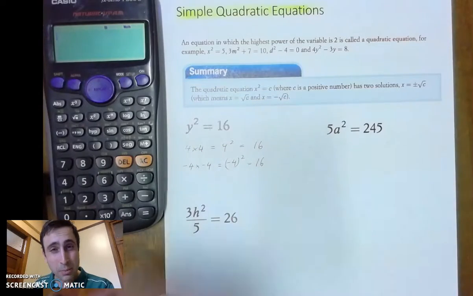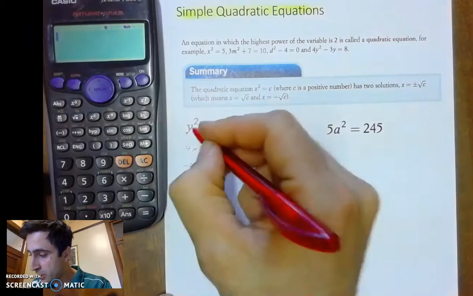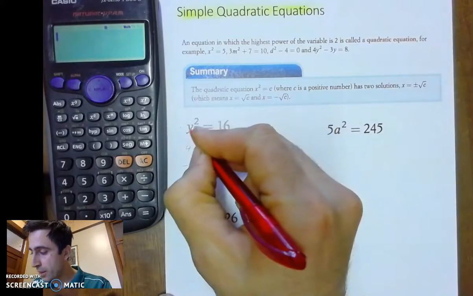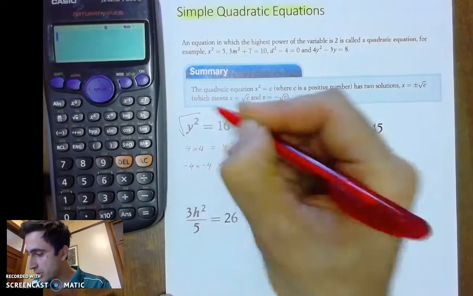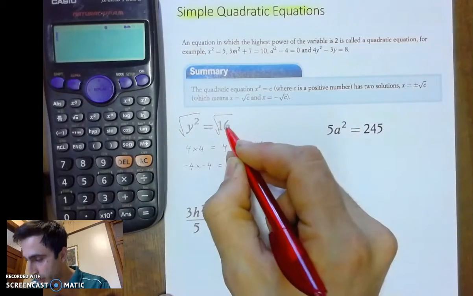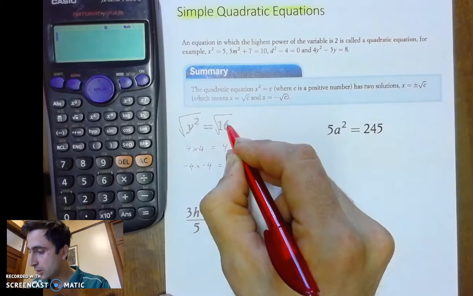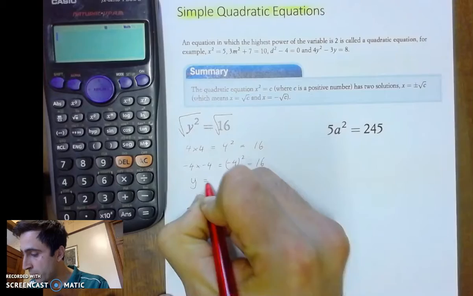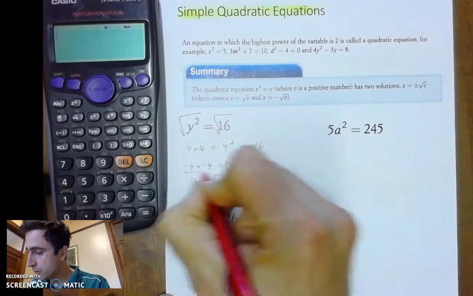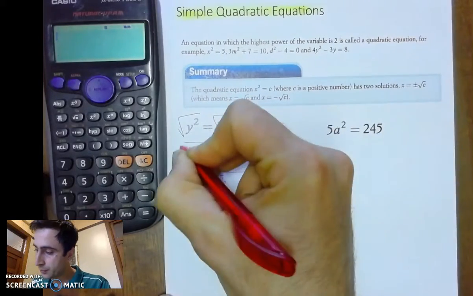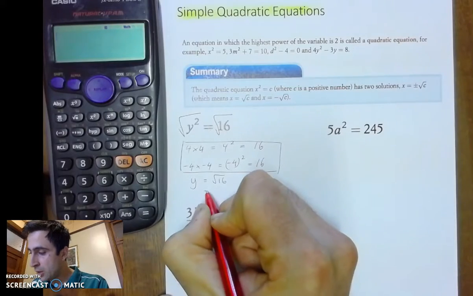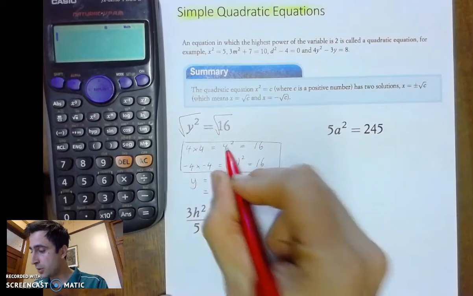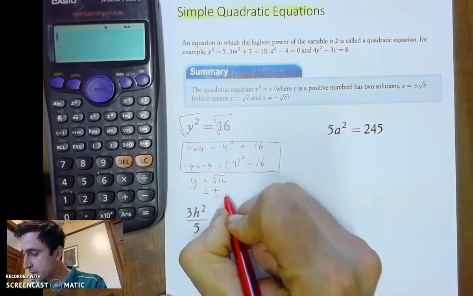But let's backtrack a little bit. What's the opposite of a square? Well, the opposite of a square is a square root. So if I want to find what y is, I have to square root both sides. So the square root of 16, I'll just rewrite it down here. y equals the square root of 16, which equals, because we know it could be minus 4, it could also be positive 4, plus minus 4.